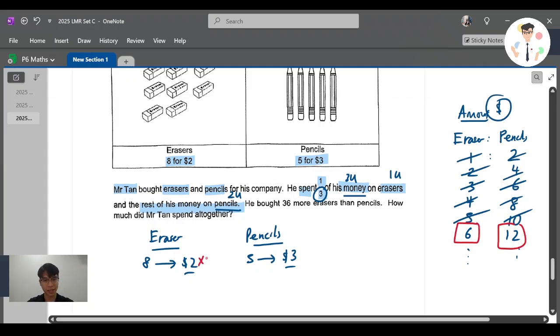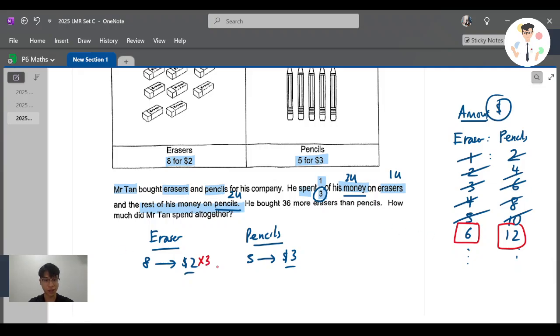So 2 times 3 to become 6. So if I times 3 here, I times 3 here. 3, I times 4 become 12. So if I times 4 here, I times 4 here. So I can say 24, $6. 20, $12. Now I actually match the requirement here. He spent 1/3 of his money on eraser and the rest of his money on pencil. This means I met the requirement here already.